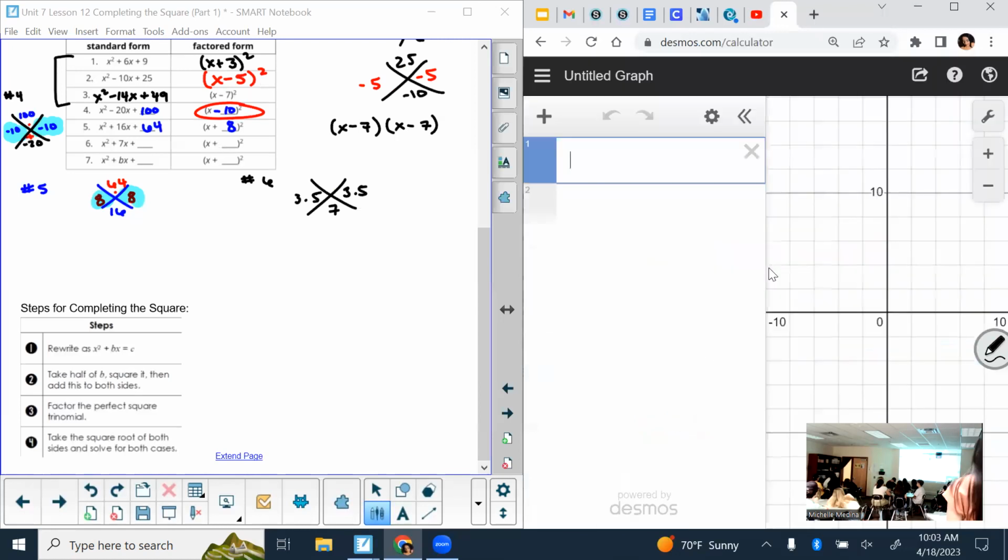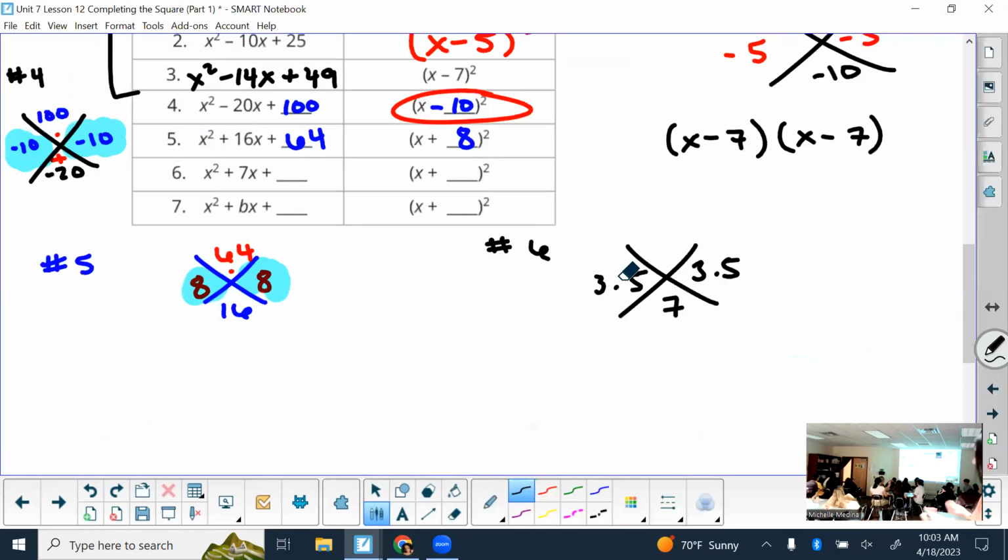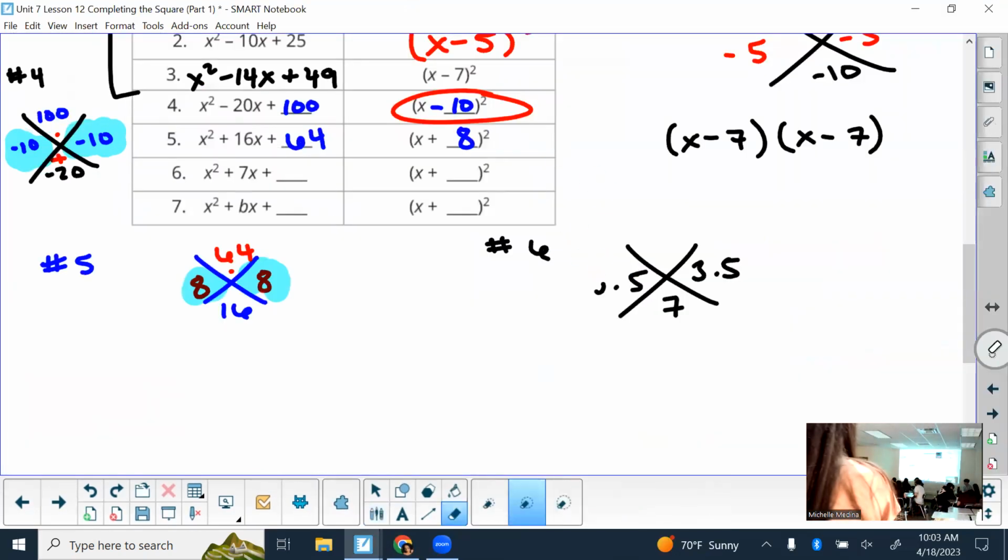But what did you do to figure out it was 3.5? You divided it by 2. But just in case you didn't know, that's the equivalent fraction. Okay, we did 7 divided by 2, so I'm actually going to change that to 7 over 2. But yeah, it is 3.5. So I'm going to make this 7 over 2.